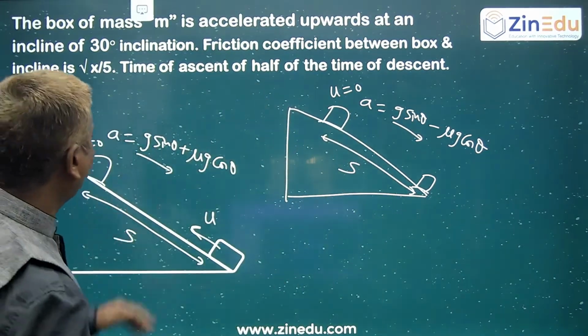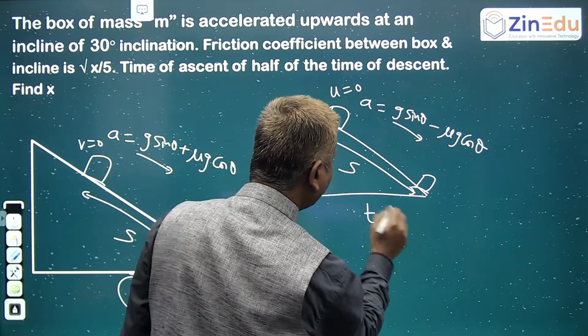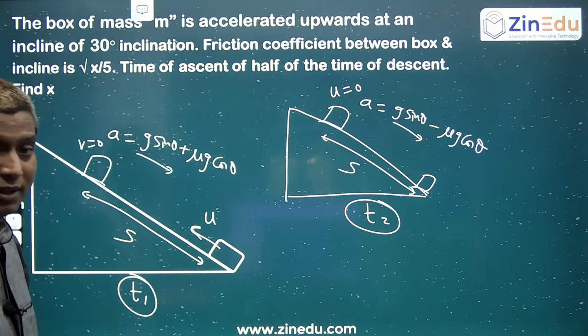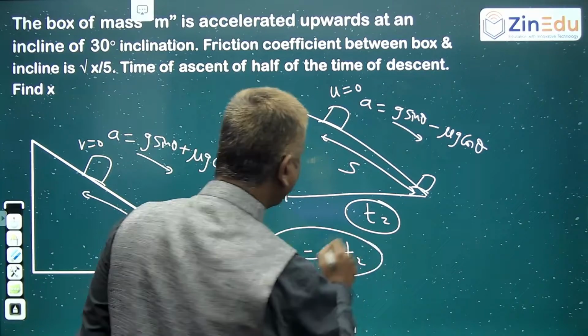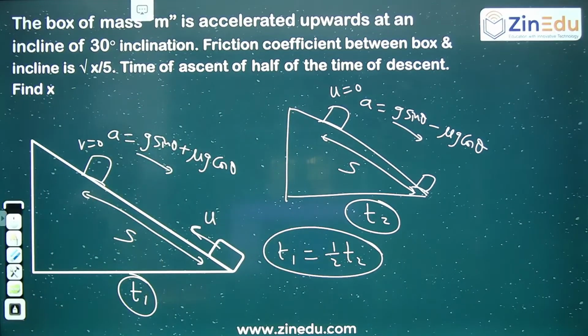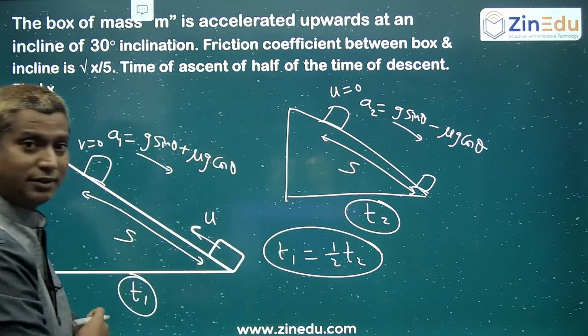Then here if you think that the time is t1, and here the time is t2, definitely this time is less. So t1 is half of t2. Now use kinematics here. Just take this as A1, the first case, and A2, the second case.